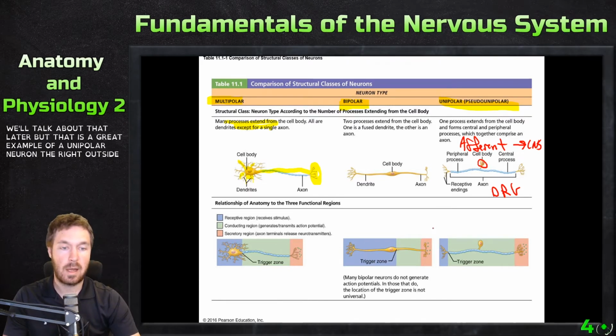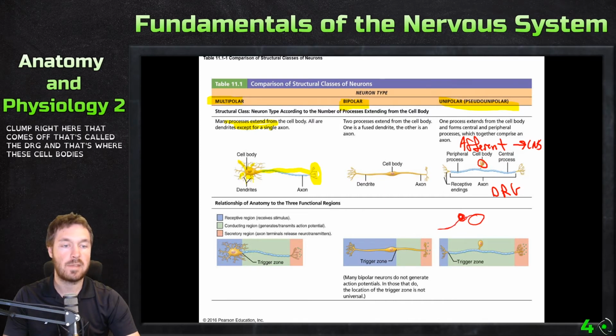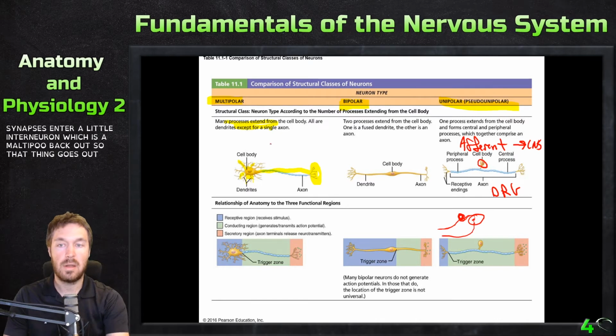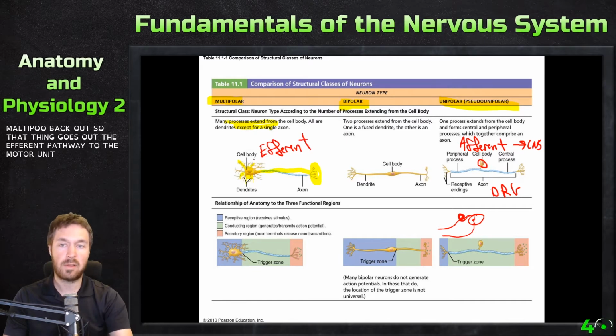So right outside, let's say this is our spinal cord right here, where this neuron is coming in, there's a clump right here that comes off. That's called the DRG, and that's where the cell bodies of these sensory fibers are. And now if we're inside the spinal cord, it synapses through a little interneuron, which is typically a multipolar neuron, and then it sends the information back out. So that then goes out the efferent pathway to the motor unit.